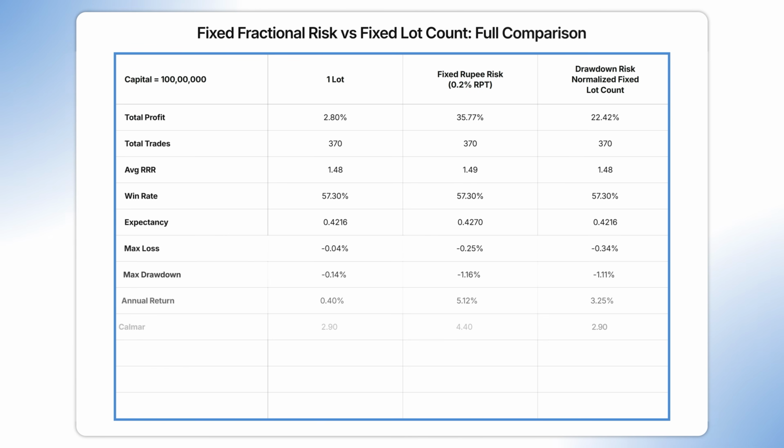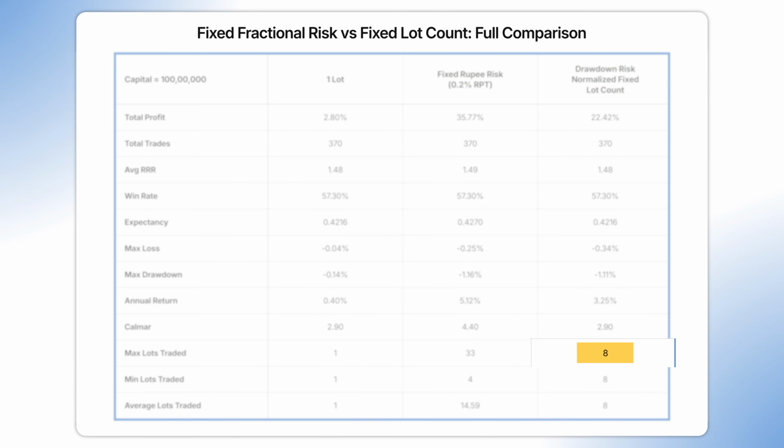So you would be trading 8 lots on all trades in the fixed lot count backtest, which would give you a drawdown of around 1.1%. It is almost the same as the 1.16% which you saw in the 0.2% backtest. There's a slight difference because of granularity when rounding off the lot count.